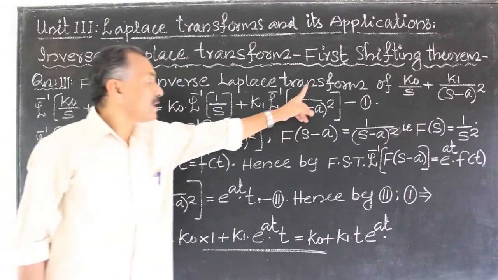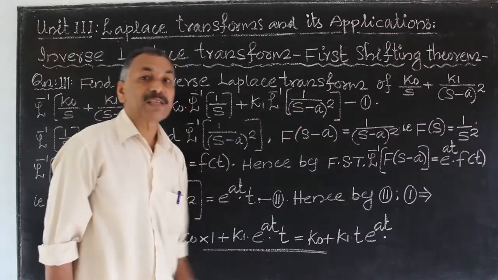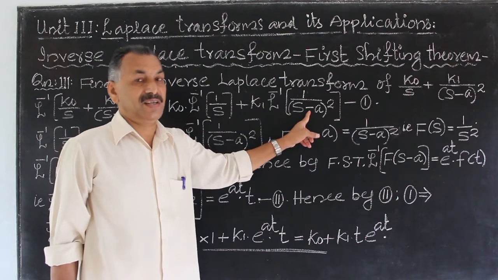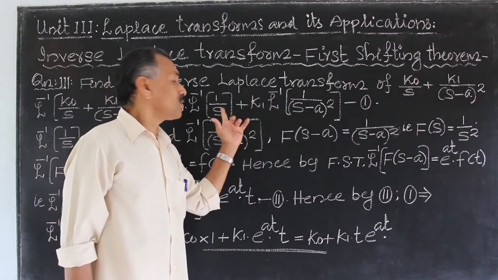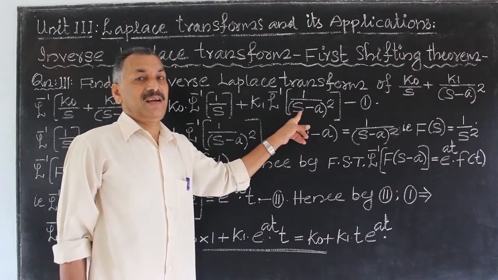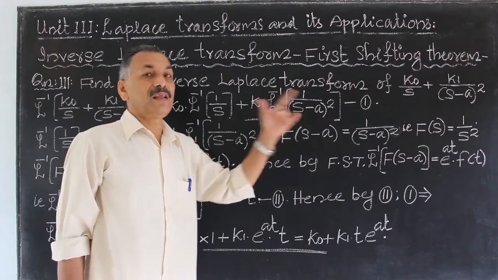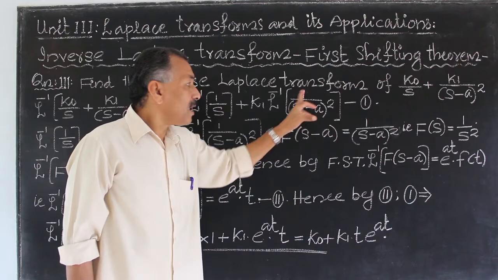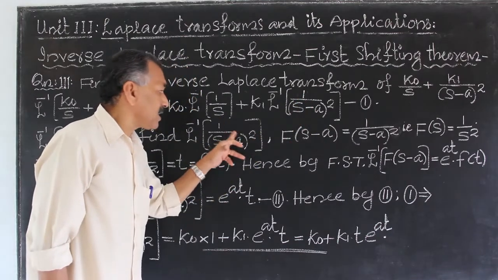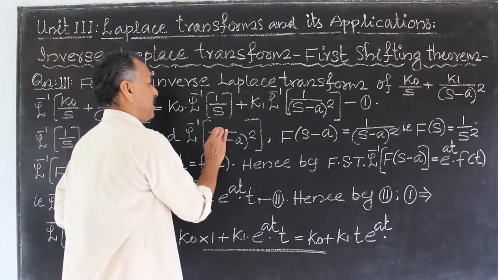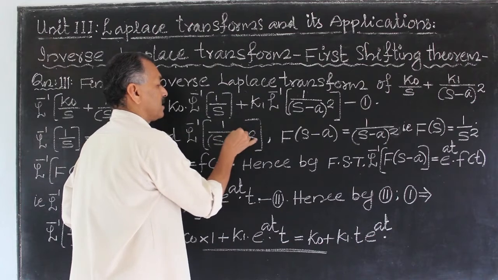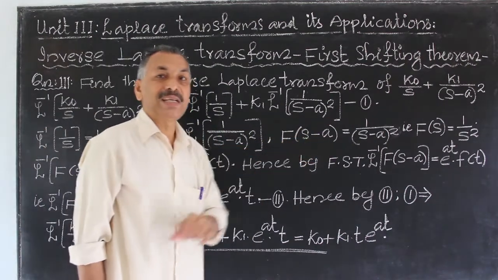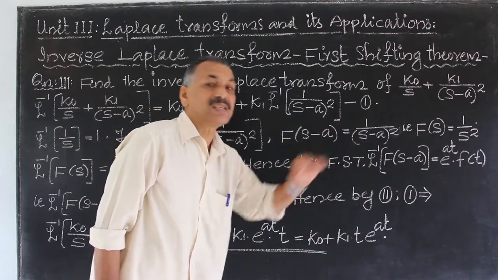Then to find L inverse of 1 divided by (s minus a) square, here it is not a function of s, it is f of s minus a. This time it is a function of s, this is s minus a. Given f of s minus a, we need to find the inverse Laplace transform of 1 divided by (s minus a) square. Here f of s minus a is equal to 1 divided by (s minus a) square.